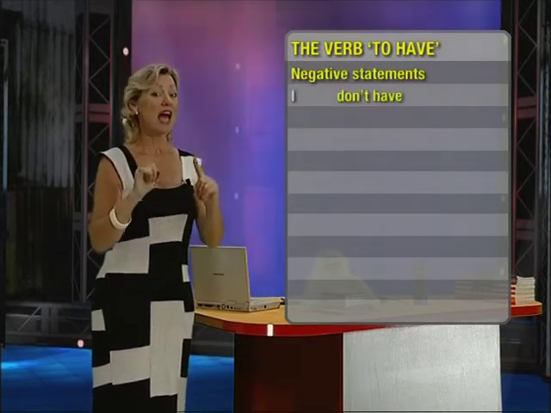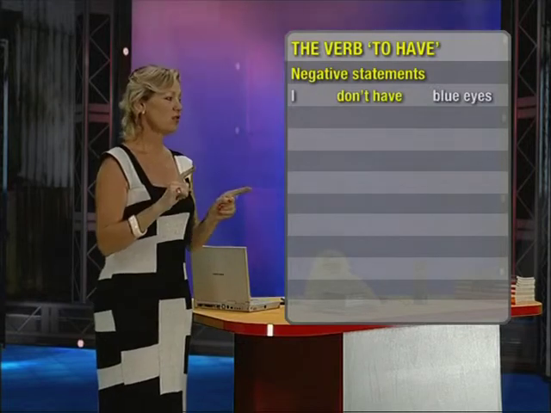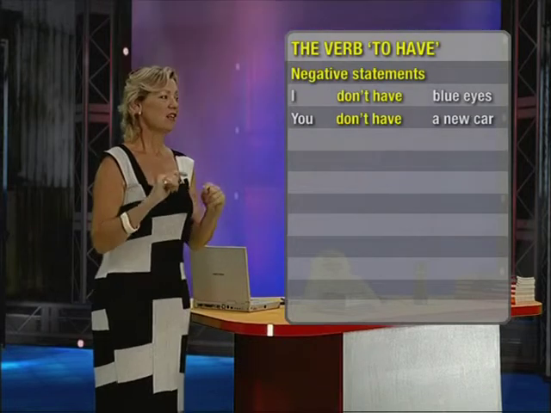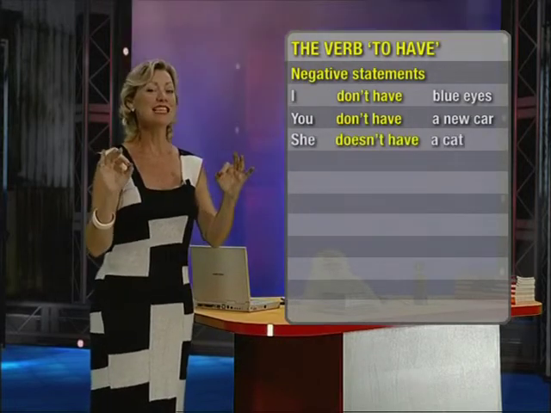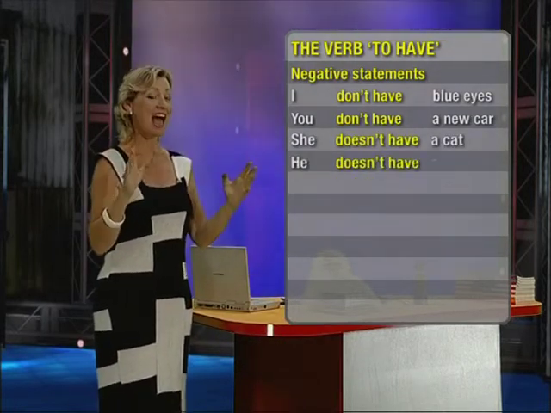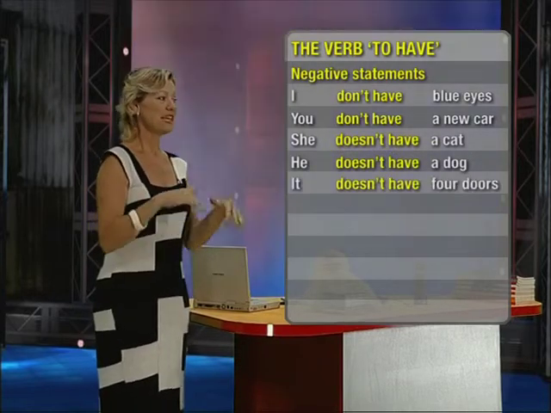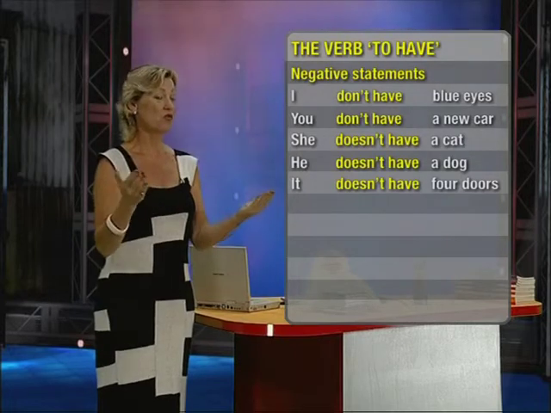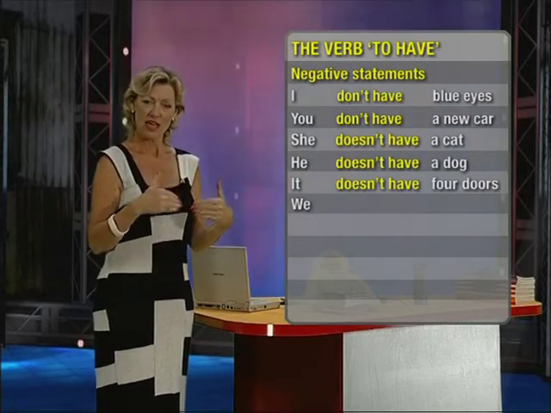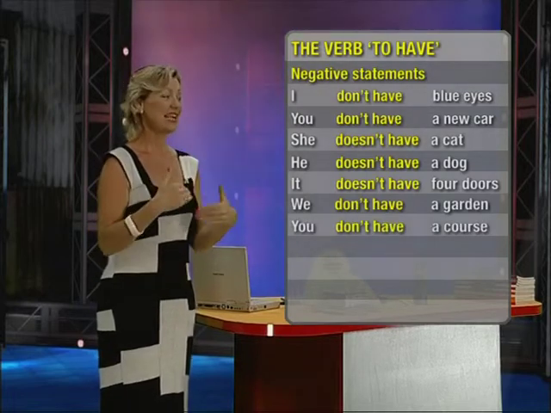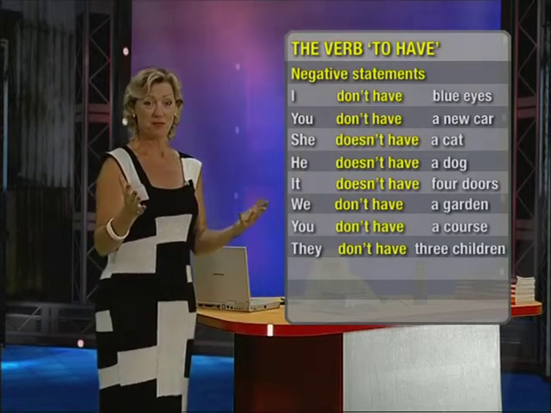Now the negative. I don't have blue eyes. You don't have a new car. She doesn't, look at the pronunciation, she doesn't have a cat, he doesn't have a dog, it doesn't have 4 doors, we don't have a garden, you don't have a course, they don't have 3 children.